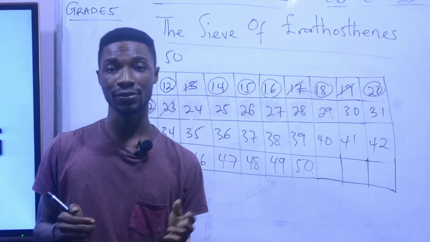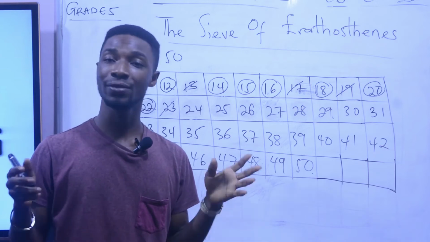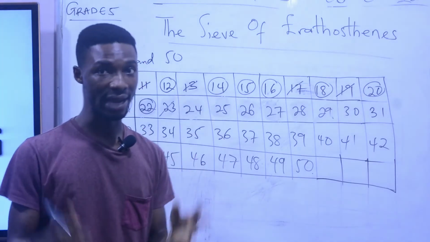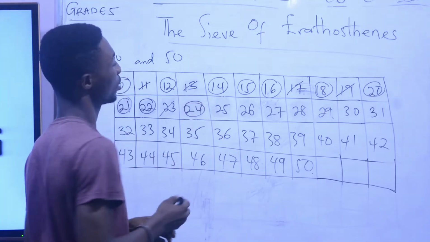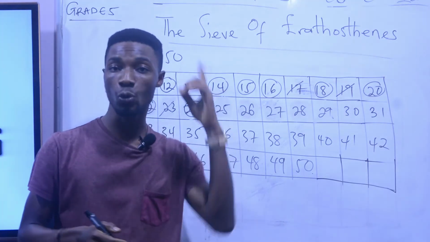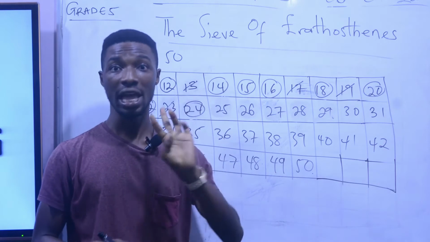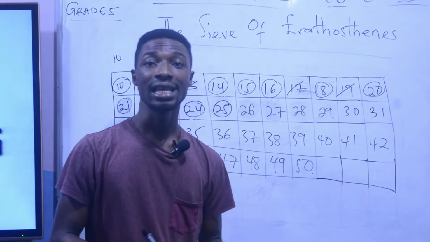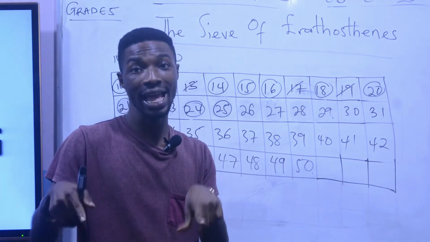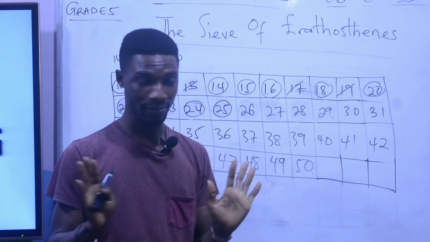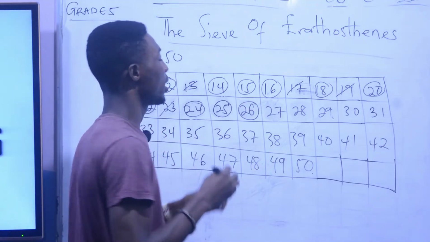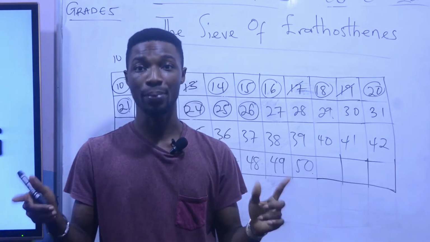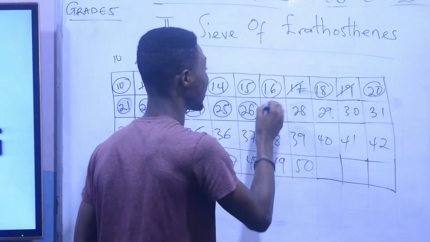24, 2 can divide 24 so that I get 12. 3 can divide 24 so that I get 8, right? So therefore 24 isn't a prime number. I circle it. 25 has the factors 1, 5, and 25 itself. It is not a prime number. I circle it. 26 has the factors 1, 2, 13, and 26, 4. Therefore, it isn't prime. 27 has the factors 1, 3, 9, and 27. It isn't a prime number, okay? Because it has 4 factors.